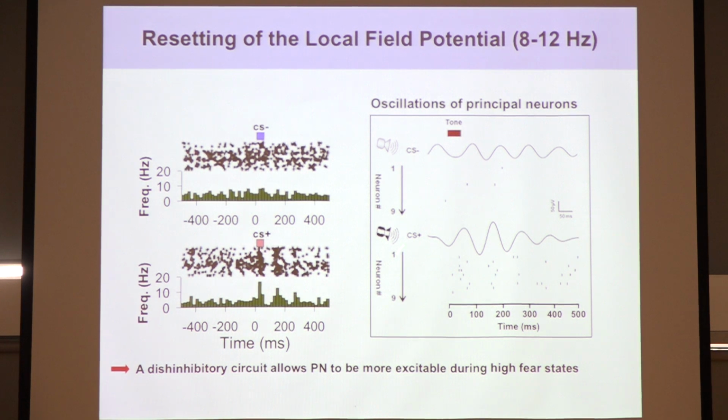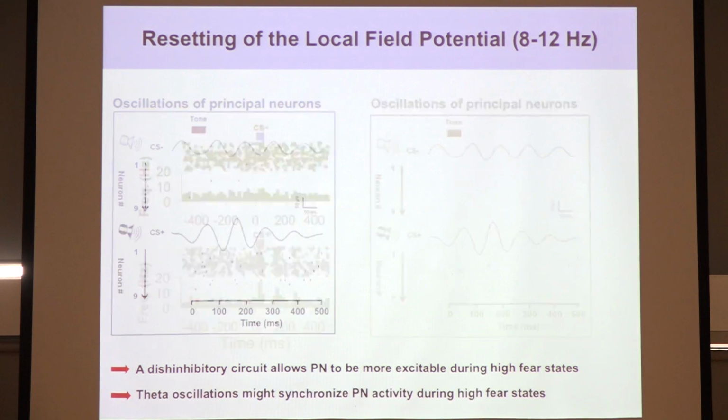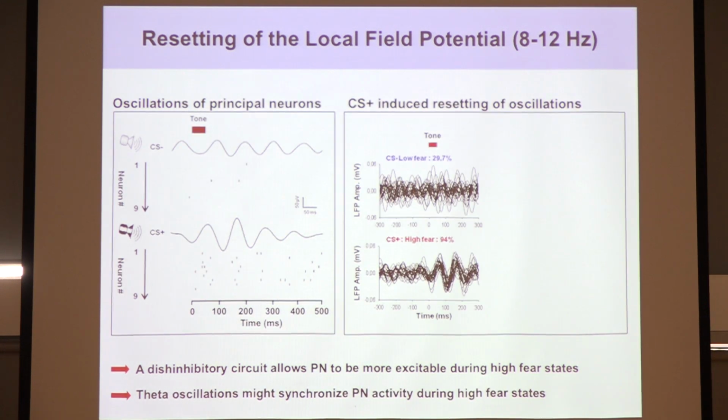and we compared first the CS- and the CS+. This is the local field potential filtered in the 8 to 12 Hertz range, the high theta range. During CS- presentation, you don't see anything occurring in the LFP, but during CS+ presentation, you see a transient increase in the amplitude of the oscillation just after the tone onset. This is for a single pip here, but if you look at the 27 pips we have been using for our tone presentation, this is just the superimposition of the LFP for the 27 pips.